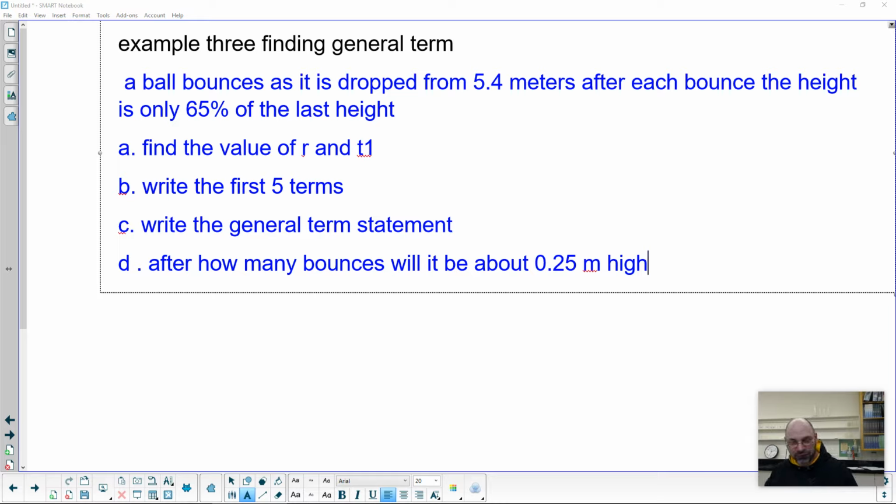And then we're going to write the first 5 terms, then we're going to get the general statement, and then we're going to find out how many bounces it'll take before it's about 25 centimeters high, or 0.25 meters. So the first thing is, let's write out what we know here.